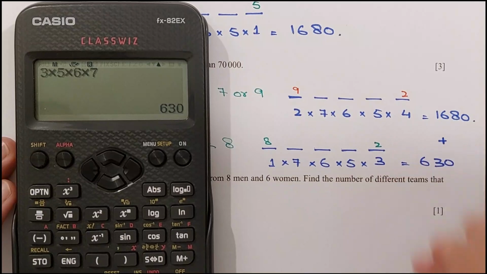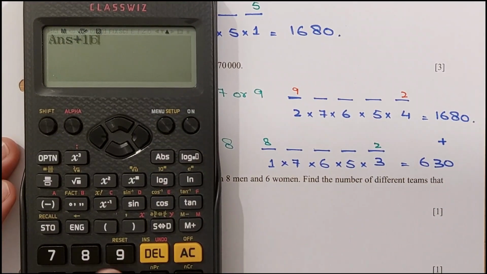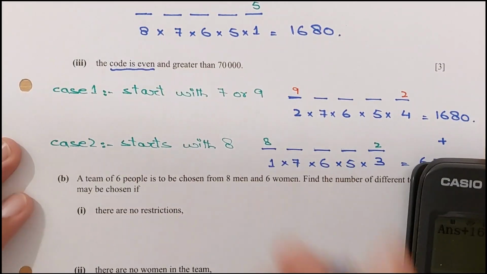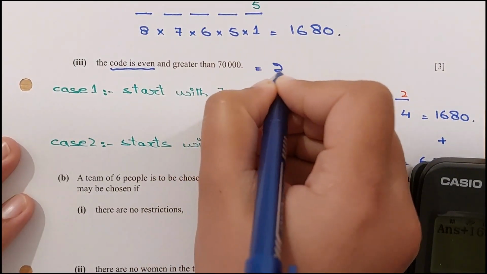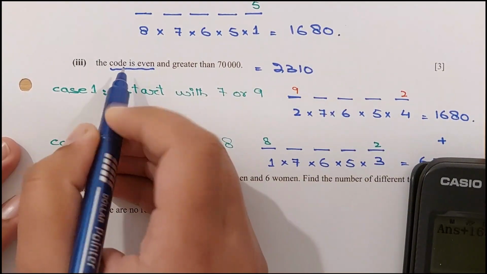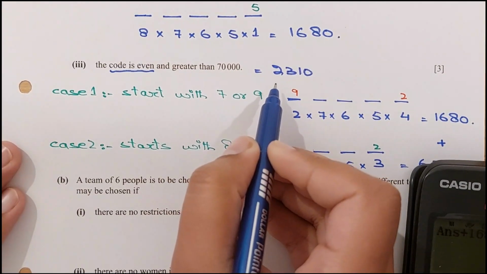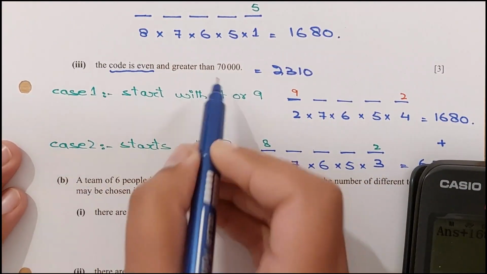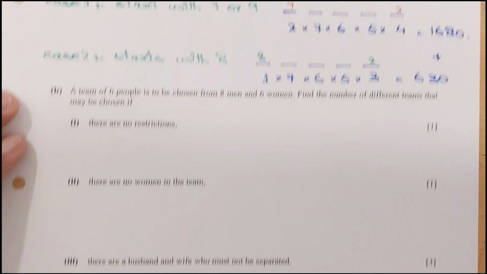Now let me find the total. 630 plus 1680 is 2310. So we can make 2310 5-digit codes that are even and greater than 70,000.